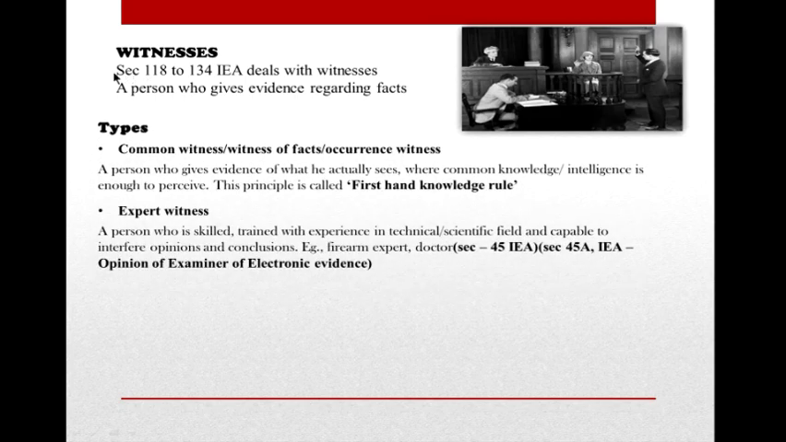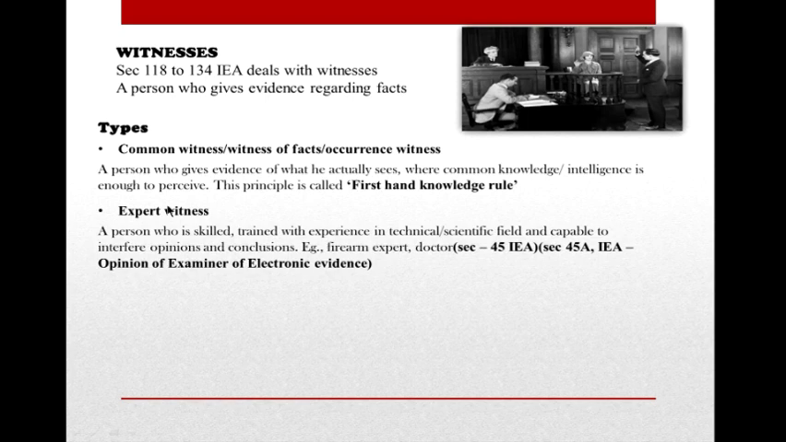Next, the types of witnesses. Firstly, the common witness, or witness of facts, or occurrence witness, where the witness tells in the court what has actually happened, what he has actually seen. For this, he requires only common knowledge and intelligence, nothing more. This principle is called the first-hand knowledge rule. He should not add any colors to what he has seen. He should just perceive what he has seen and explain the same in front of the court.